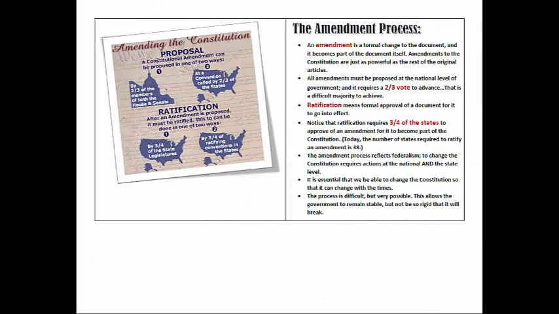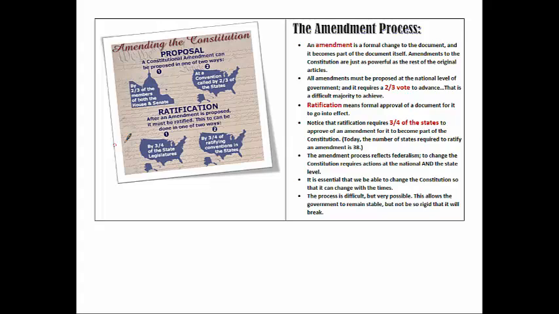As we can read along when we're talking about the amendment process, this is a very difficult process to achieve. However, it is absolutely essential that we have it. Once again, an amendment is a formal change to the document, and it becomes part of the document itself. Amendments to the Constitution are just as powerful as the rest of that original article. All amendments must be proposed at the national level, and it requires a 2/3 vote to advance, and that is a very difficult type of majority to achieve.